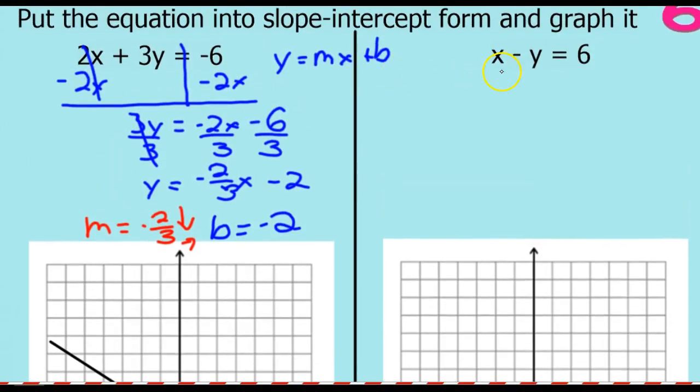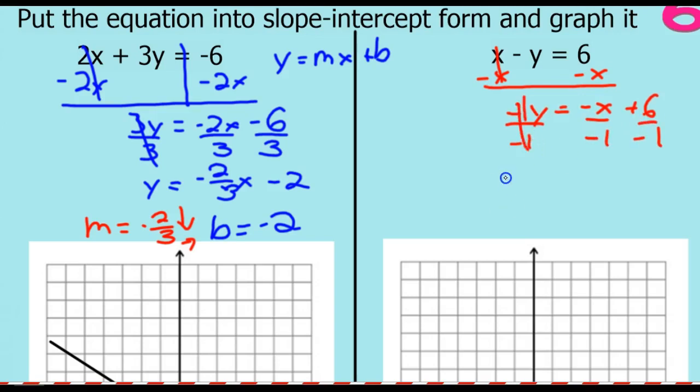Okay, second equation, we just have to move our x over. So we get negative y equals negative x plus 6. Now this is like saying there's a negative 1y, so we divide everything by negative 1. So y equals, now a negative 1 divided by a negative 1 just gives us a positive 1x. And a positive 6 divided by negative 1 gives us a negative 6.